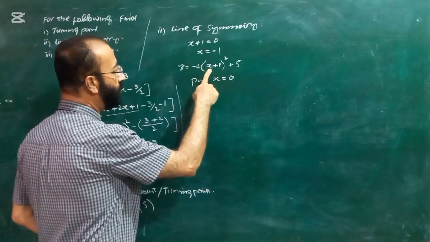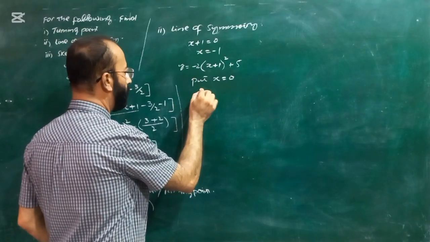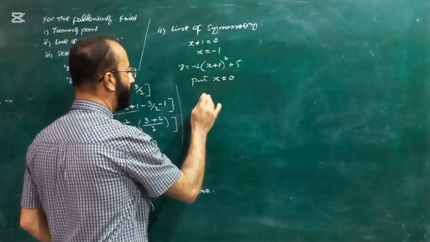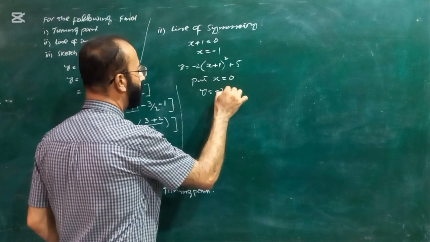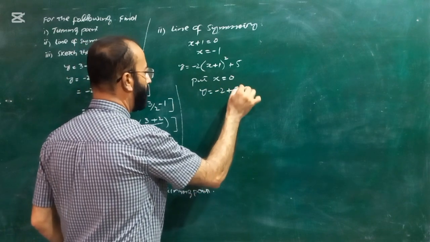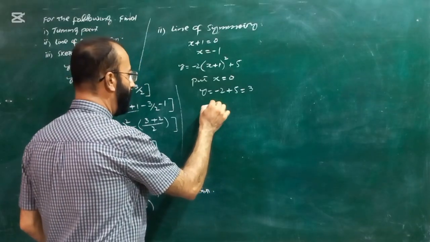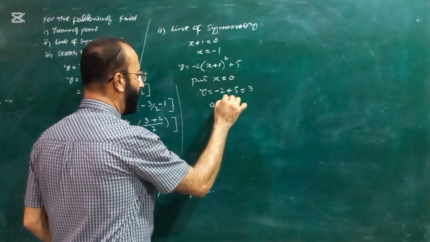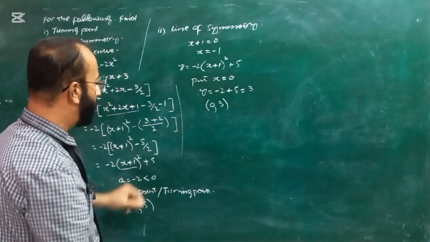When x is equal to 0, 1 square 1 minus 2. So y is equal to minus 2 plus 5. So that is equal to 3. So it means 0 and 3 is the intersecting point of the y-axis.